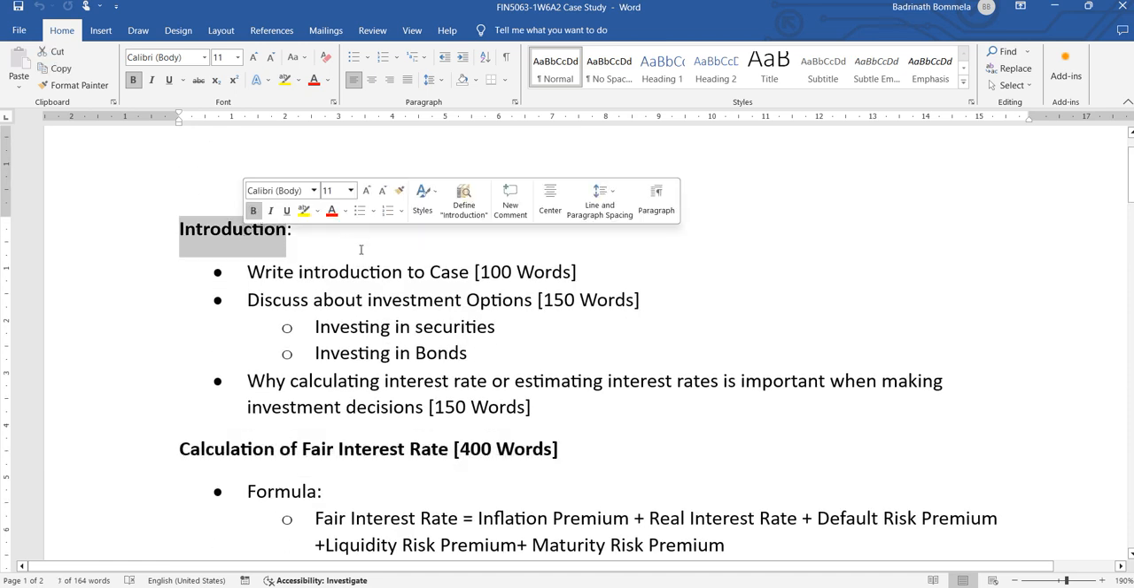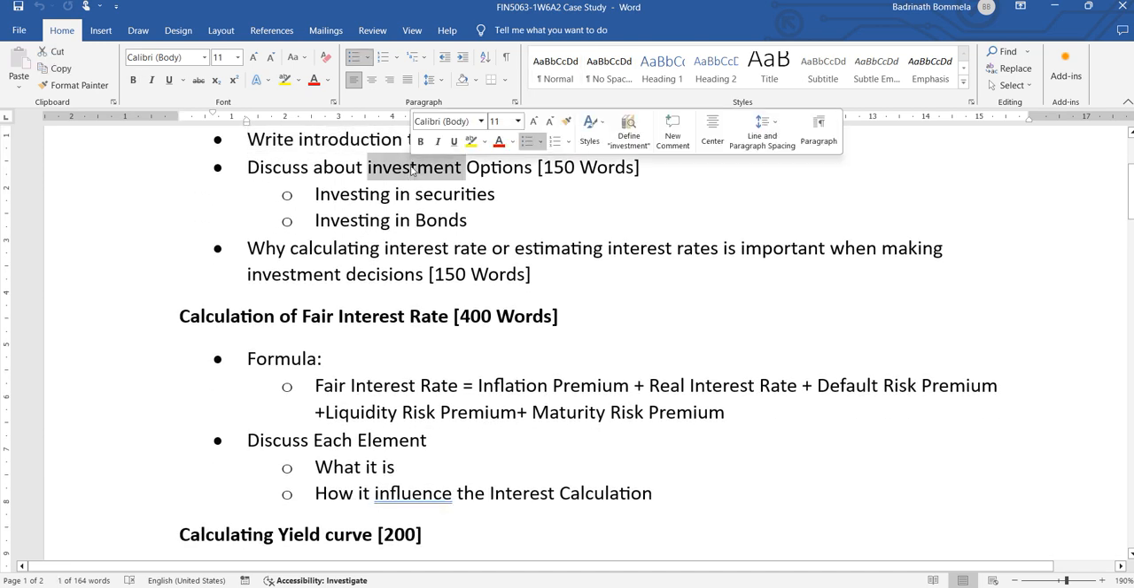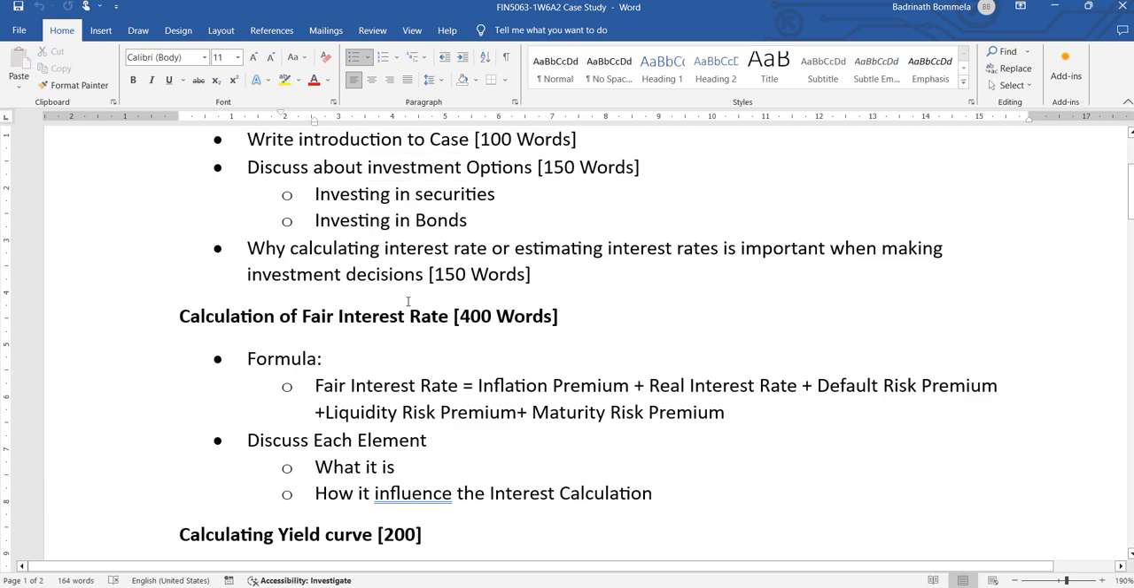In the introduction section, we will be giving a basic introduction to the case. Then we discuss the two important options the company has. One is investing in securities. The second option is investing in bonds. Actually, it is treasury securities.